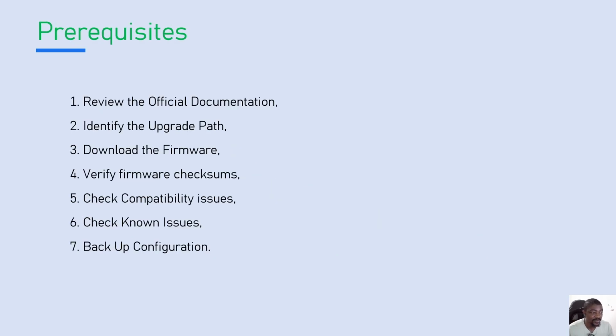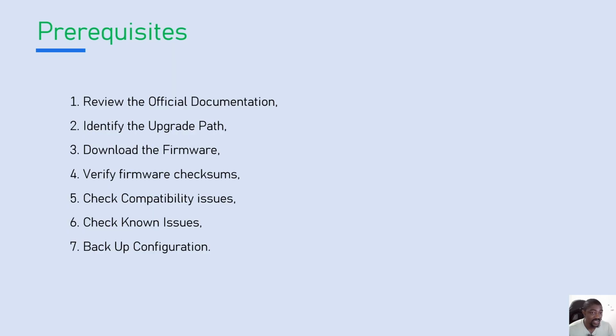Before performing a FortiGate upgrade, you need to review the official documentation of the FortiGate version to which you want to upgrade. If you are going, like me, to version 7.6 from 6.4, you need to read the official FortiOS release documentation and make sure that the new features are the features that you really need. You also need to identify the upgrade path. We'll see this in the next slide.